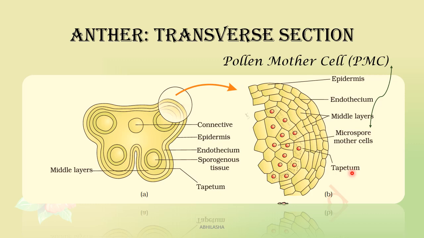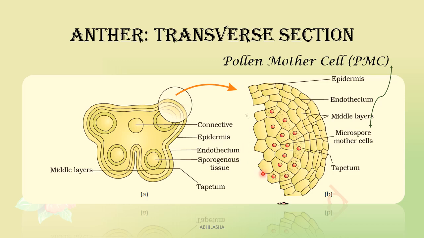Now except for tapetum, the remaining wall layers, that is epidermis, endothecium and middle layers, provide protection. They also help in dehiscence or release of pollen from anther. What does tapetum do? Tapetum provides nutrition. Cells of tapetum are larger compared to the outside cells, and they have dense cytoplasm. So they are loaded with nutrients and may also contain more than one nucleus. So tapetum is supposed to provide nutrition to the developing microspores inside.